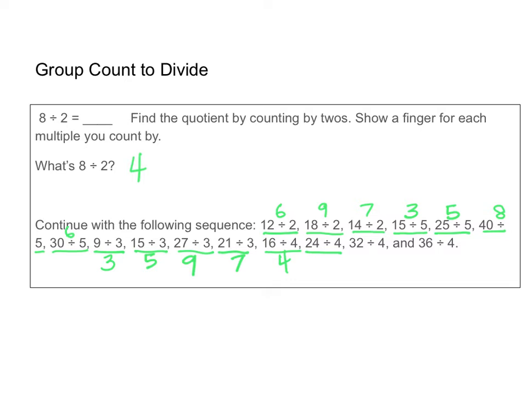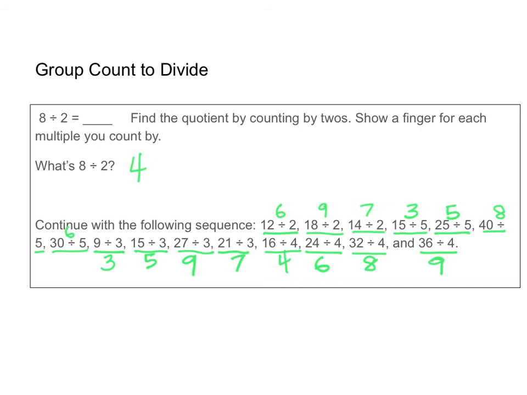24 divided by 4. 4, 8, 12, 16, 20, 24. You should have gotten 6. 32 divided by 4. 4, 8, 12, 16, 20, 24, 28, 32. You should have gotten 8 there. And the final one, 36 divided by 4. 4, 8, 12, 16, 20, 24, 28, 32, 36. I'm sorry, that gives us 9.